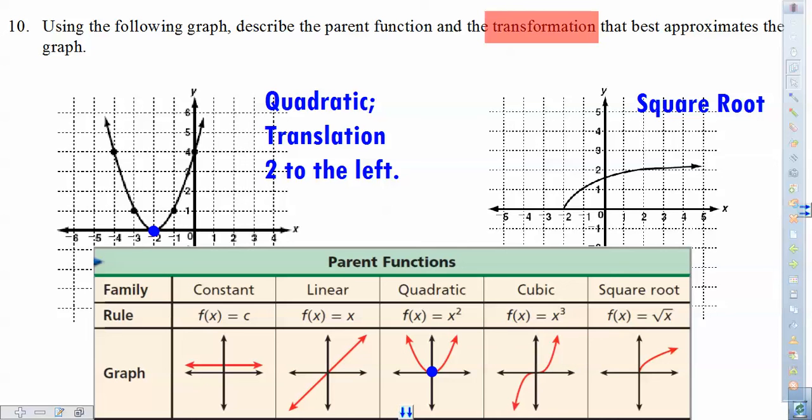Square root function, whoa, whoa, whoa. If we notice the square root function here, it originates right there at the origin and goes off into the right. Notice now we're at (-2, 0), and we go off into the right. Still keeping that same pattern, right? The square root of 1 would be 1. The square root of 1, 2, 3, 4 would be 2, and so on and so forth. So now we can name this one as well. We just did a translation on that one also, 2 to the left.